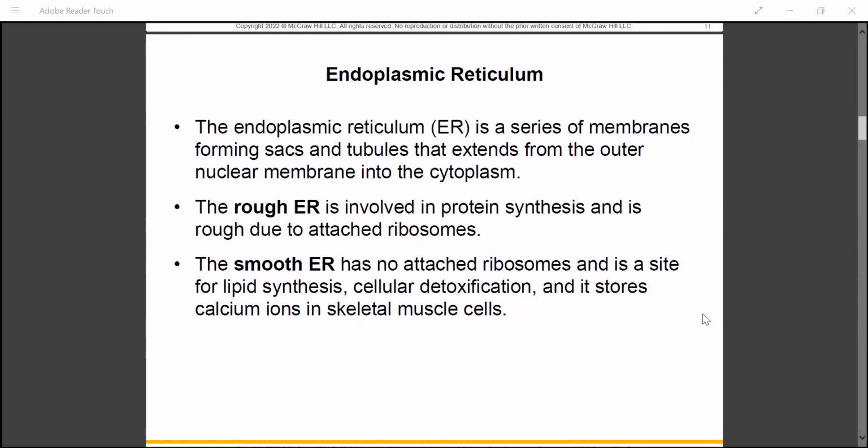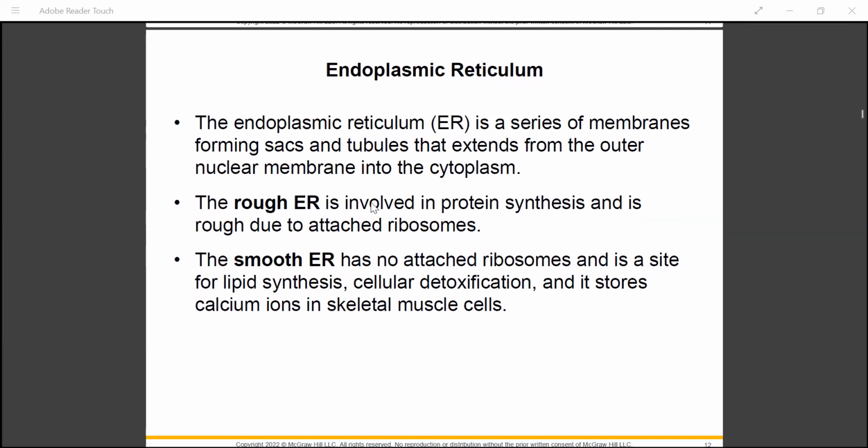The endoplasmic reticulum is really just a series of membranes that form sacs and tubes. This extends from the cytoplasm, or the interior, all the way to the outer nuclear membrane. There are 2 different types of endoplasmic reticulums, or ERs. The rough ER is called the rough ER because there are ribosomes all over its surface, giving it a rougher appearance. Therefore, the smooth ER has no attached ribosomes.